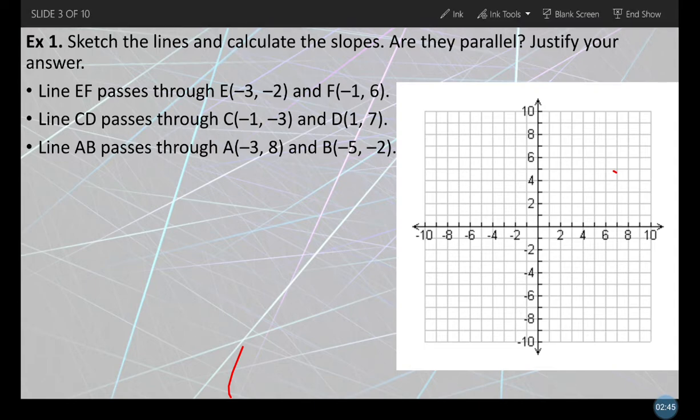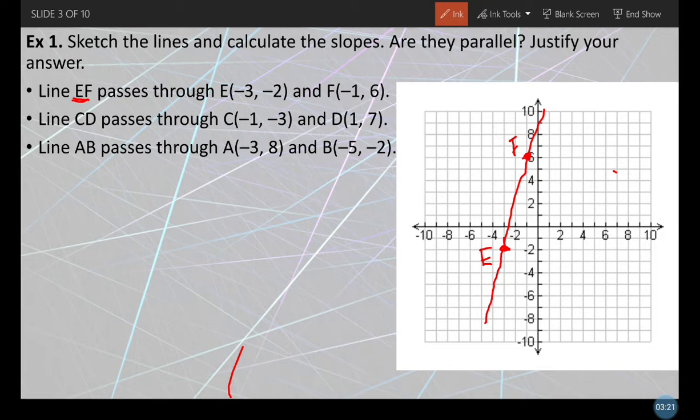So let's go look at an example. It says, sketch the lines and calculate the slope. Are they parallel? And then justify your answer. So we're going to sketch each of these and then we'll compare their slopes after to determine whether or not they're parallel. So it says line EF passes through -3, -2. So that's this point right here. And F is at -1, 6. So right there, that would be point F. And we have some sort of a straight line, even though in mine it's not straight, joining those 2 points. So what is the slope?